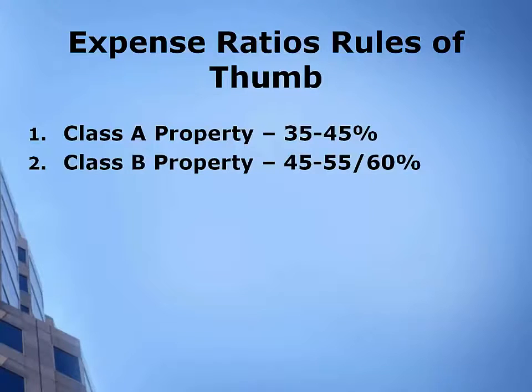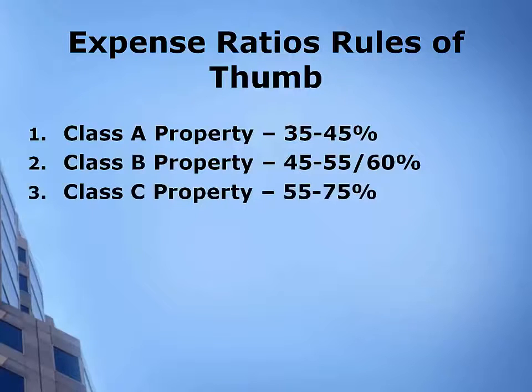Not only geography, but also the age of that Class B property. The older the property, the more repairs and maintenance you're going to have, the higher the expenses are going to be, the closer to the 55% expense ratio you're going to see. Okay? So use those numbers for Class B.